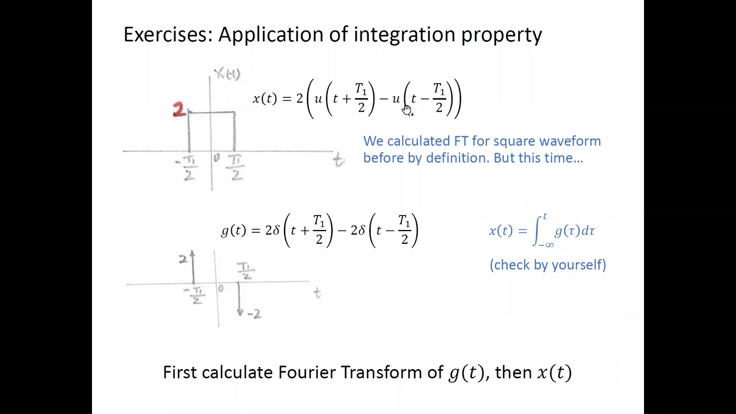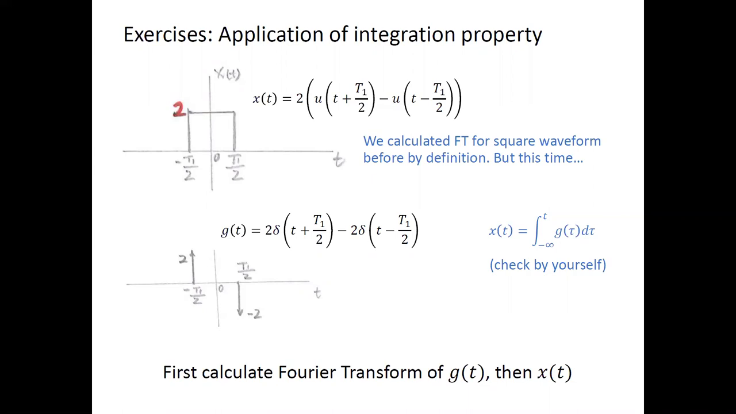The second signal is the step that jumps at the point t1 divided by two, so it's a time shifted version, u of t minus t1 divided by two. The difference between these two signals is just what's in between, this platform, this square waveform. Because both u jump to height one and the difference only has height one, we need to multiply by two to get a signal with height two. So this is the expression of this x of t.